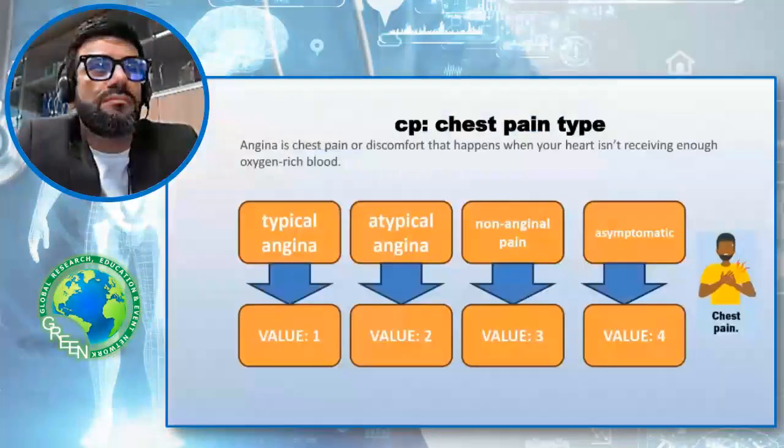Let's delve into the details of the parameters. The first one is CP, or chest pain type. Angina is chest pain or discomfort that happens when your heart isn't receiving enough oxygen-rich blood. As you can see, it can be distinguished into four major values. Value 1 is for typical angina. Value 2 is for atypical angina. Value 3 is non-anginal pain, and the fourth one is asymptomatic.